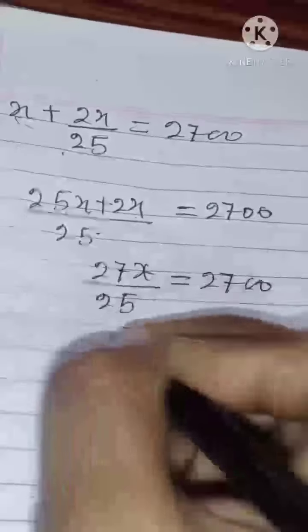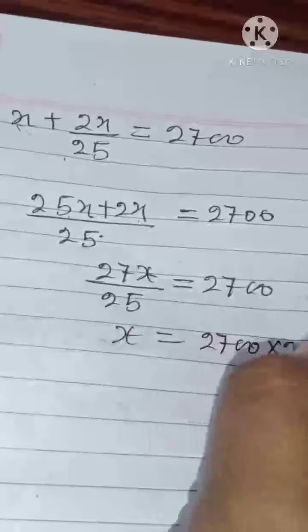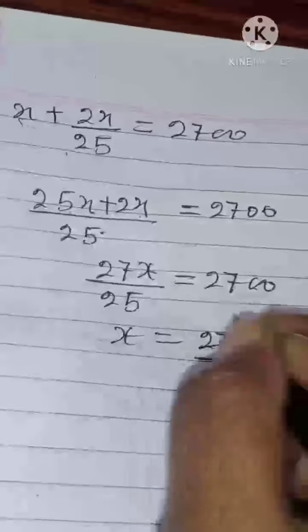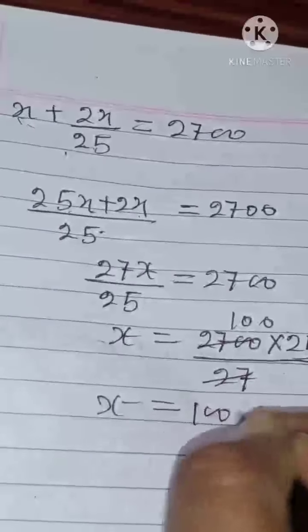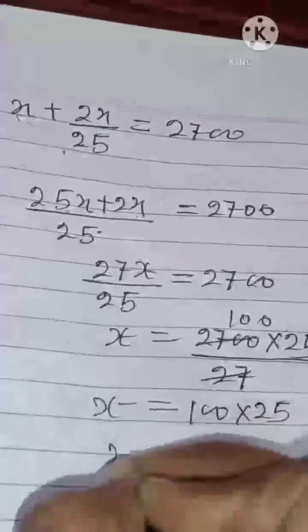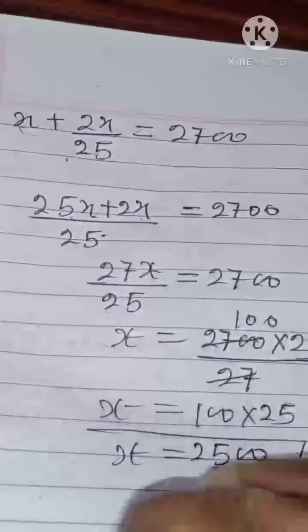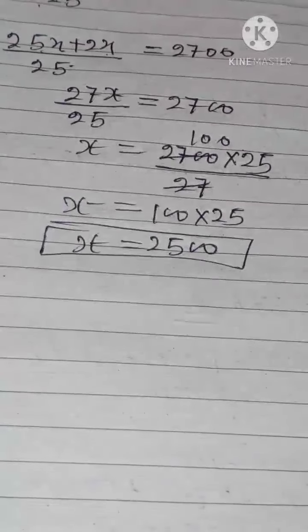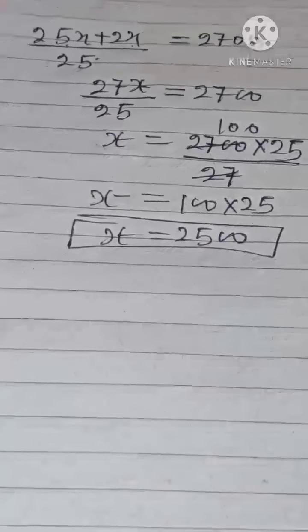So x is equal to how much beta? 2700 into 25 divided by 27. So 27 ones are 27. So x is equal to 100 into 25, that is x is equal to 2500, and this will be the marked price of the radio. Okay, same way you will do the B part of the question.